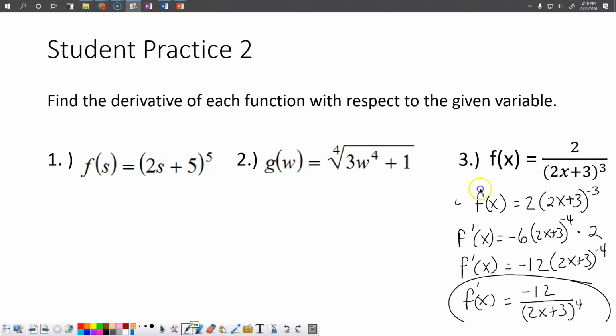Okay, so step 1, I rewrote it. Moved the denominator to the top with a negative exponent. Step 2, did the chain rule. The derivative of the inside was 2. The derivative of the outside is negative 6 times 2x plus 3 to the negative 4th power. Then I multiplied the negative 6 and the 2 to get negative 12. This is an acceptable answer, but you can also write your answer like this by moving the parentheses set to the denominator with a positive power, and that's that.